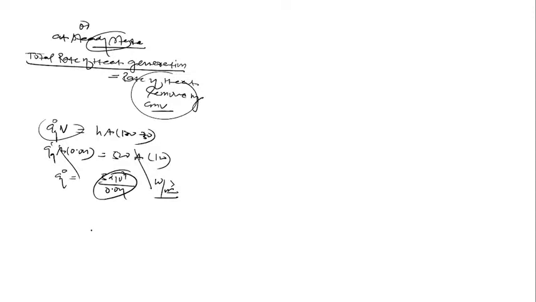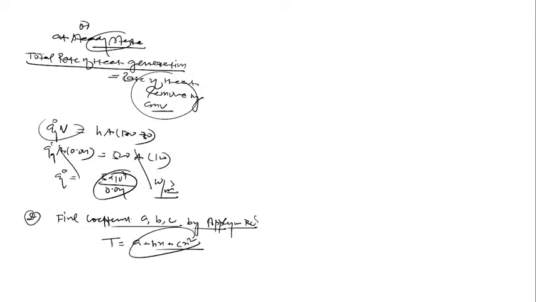Yes. The second part of the question is, find the coefficients A, B and C by applying boundary conditions. As I told you, what was the temperature distribution? It is A plus Bx plus Cx square. The question is, how can we find A, B and C? Three constants, so we should use three boundary conditions here. How can you use these boundary conditions to find the temperature profile?